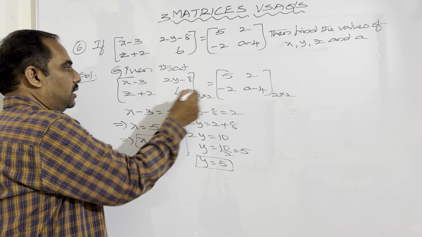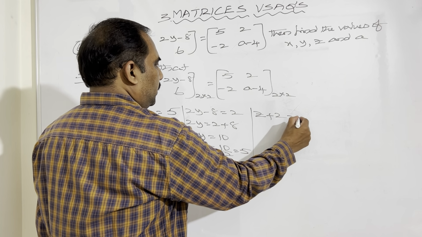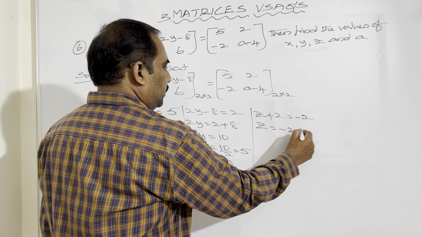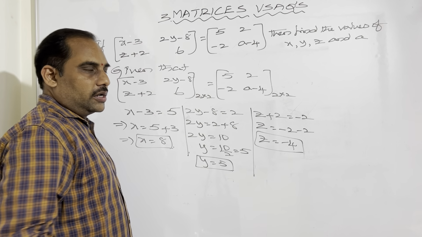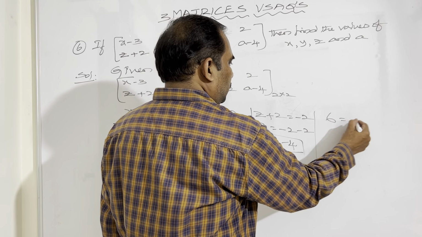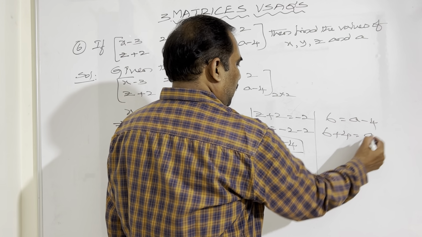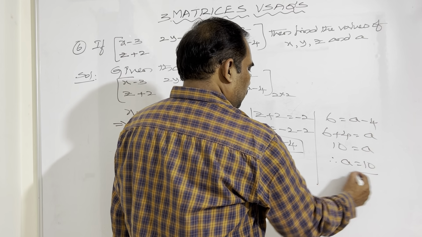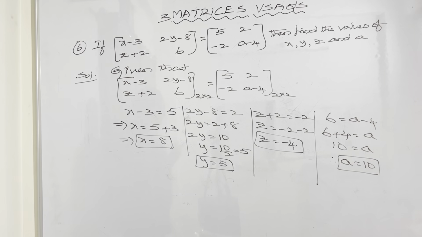And similarly here the corresponding element is z plus 2 is equal to minus 2. So now z is equal to minus 2 minus 2, so now z is equal to minus 4. This is the corresponding elements. Then next corresponding element is 6 is equal to a minus 4. So from this 6 plus 4 is equal to a. So 10 is equal to a. So therefore a is equal to 10. So like this we can find the x, y, z and a values.